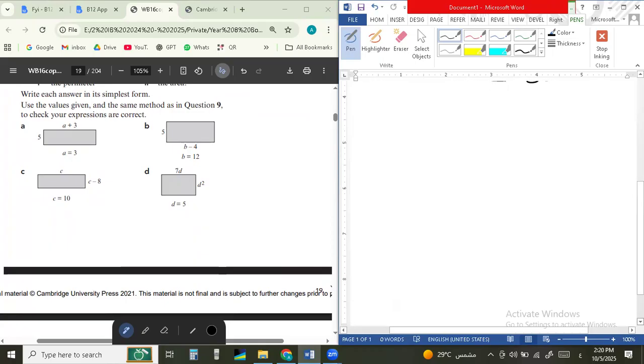The perimeter of the first shape, we get double the length because I have 2 lengths, plus double the width because I have 2 widths. So I'm going to double, that's for the perimeter.